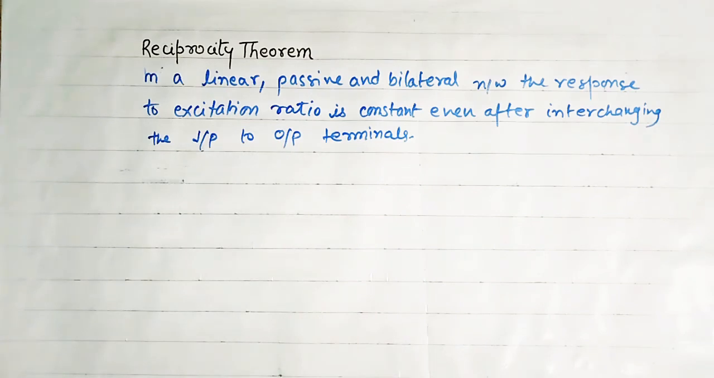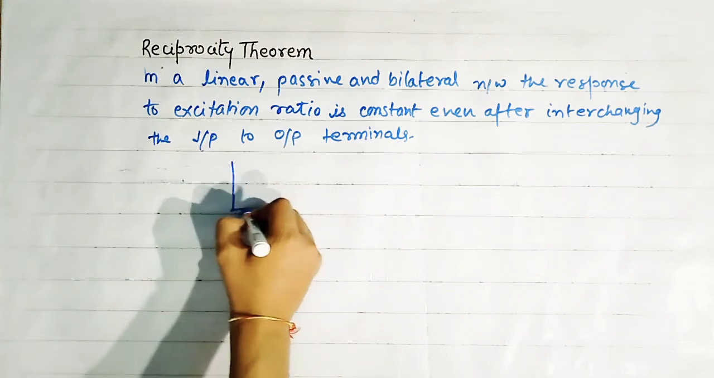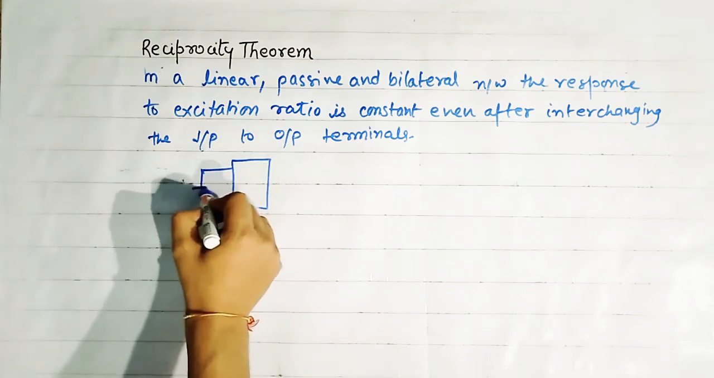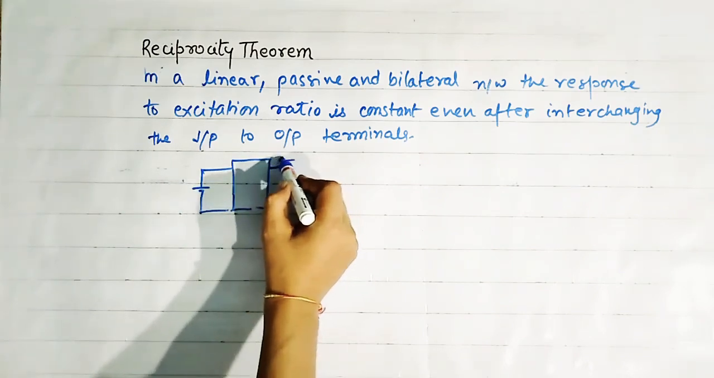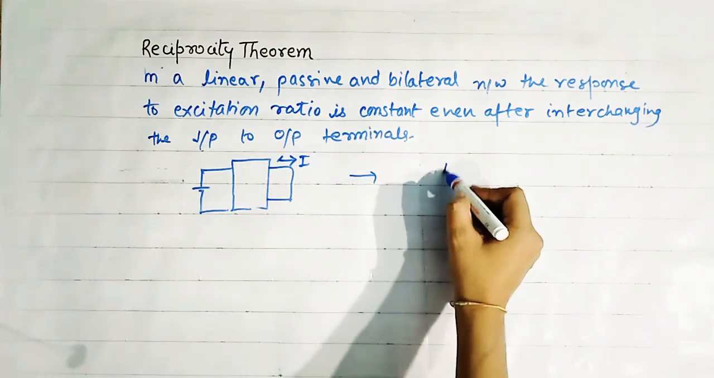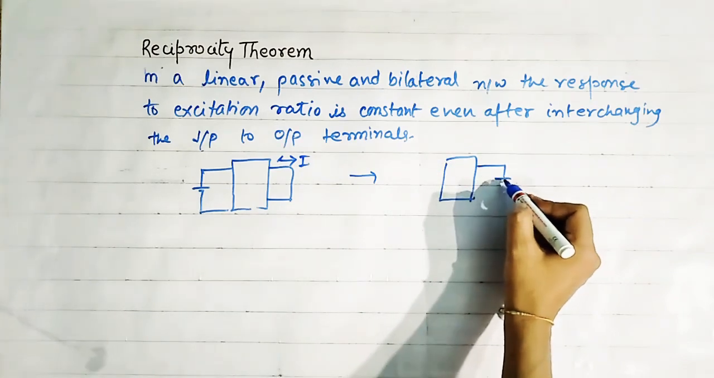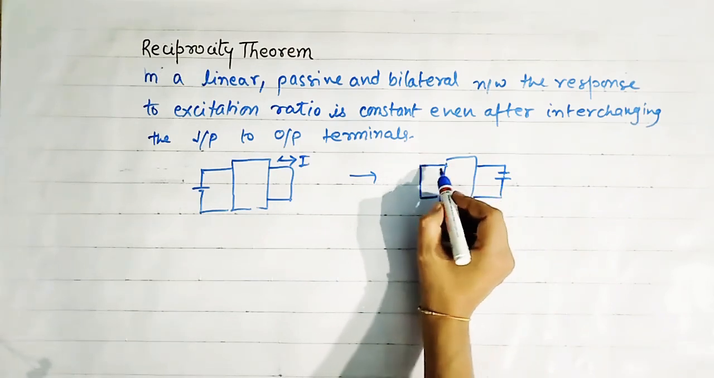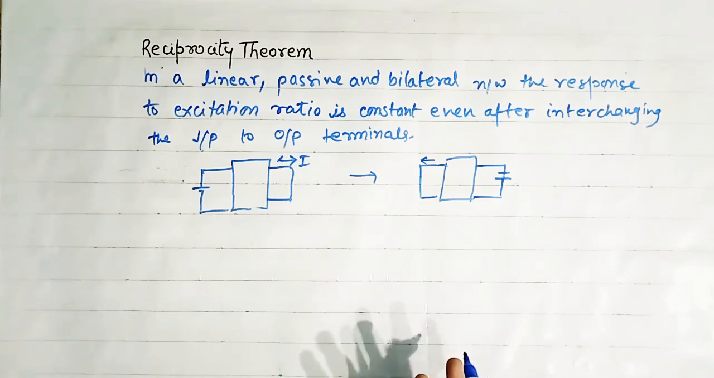Okay, so we can understand it as, suppose this is a linear, passive and bilateral network, and here voltage V is applied, and at the output here it is current I in this direction. Then for the same network, if we apply voltage at this output, then in that case current here at input is like this. So this is basically reciprocity theorem.